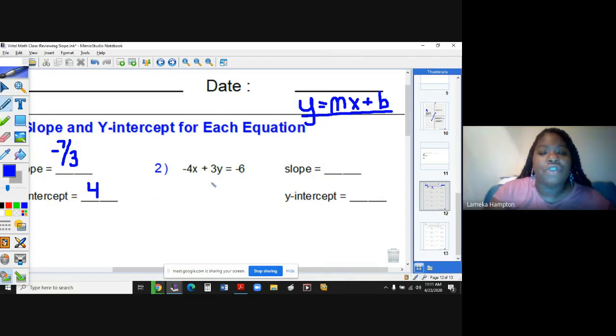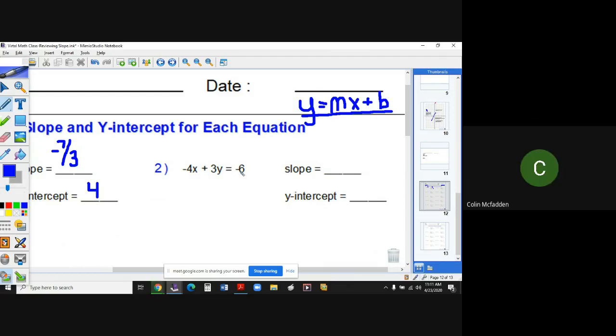So what we would have to do is, you see how y is by itself in the regular equation? So that's what we want. We want our y to be by itself. But in this particular problem, we have other issues going on, so we have to make some changes.